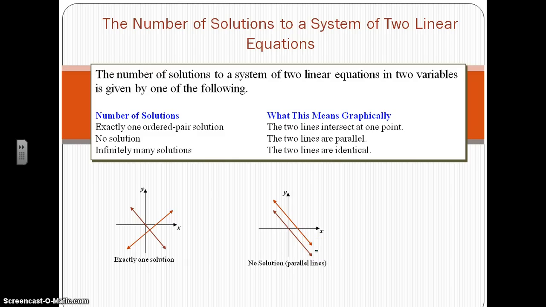And then our last one is infinitely many solutions. The two lines are identical to one another. So like down here, there are two lines on top of one another. Okay, so they're identical, they coincide.